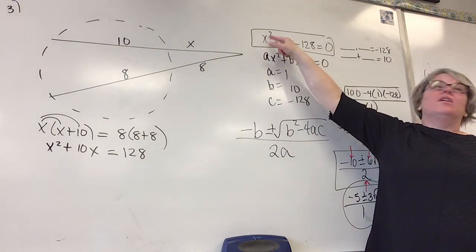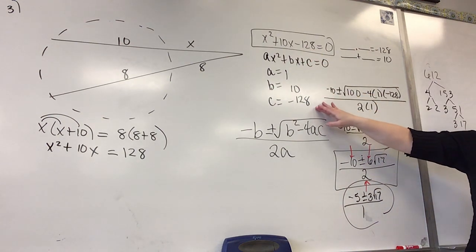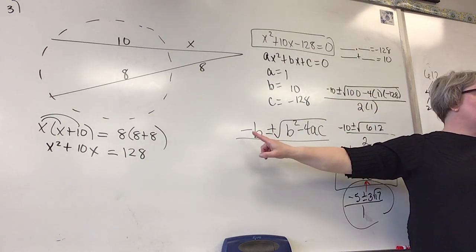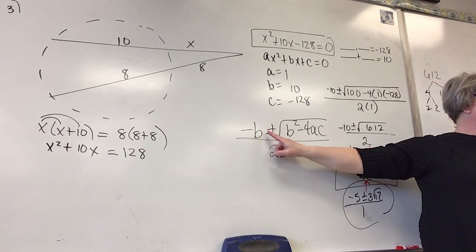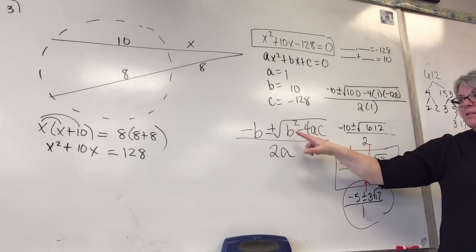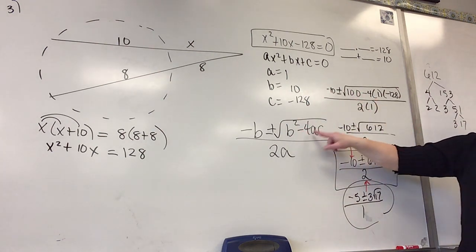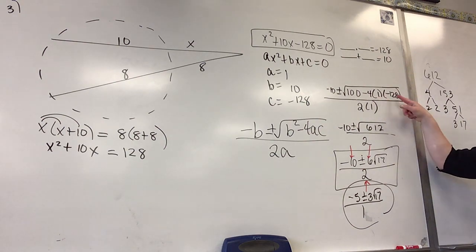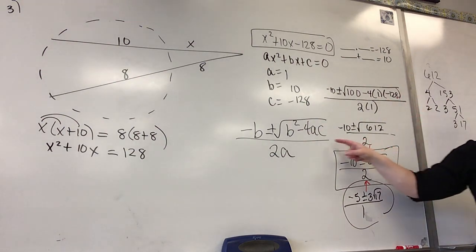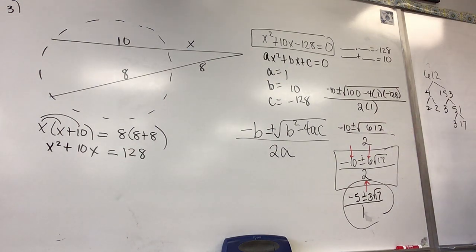A is always in front of the x squared. So once we figure out what our A, B, and C are, then you just plug it in. You read this as the opposite of B, so that would be negative 10, plus or minus. B squared is 100, minus 4 times A I plugged in and C I plugged in, all over 2 times A.